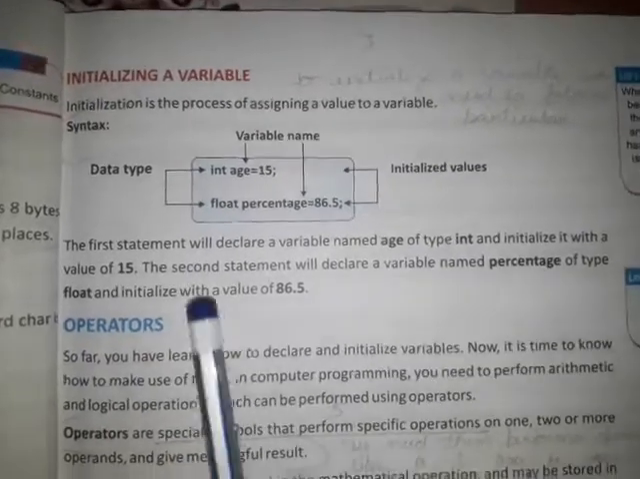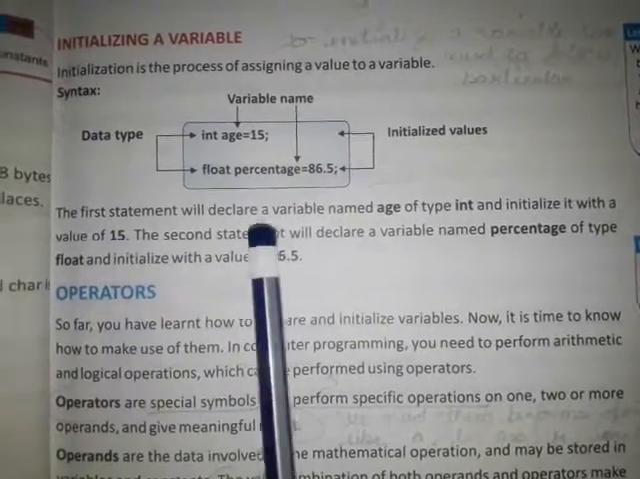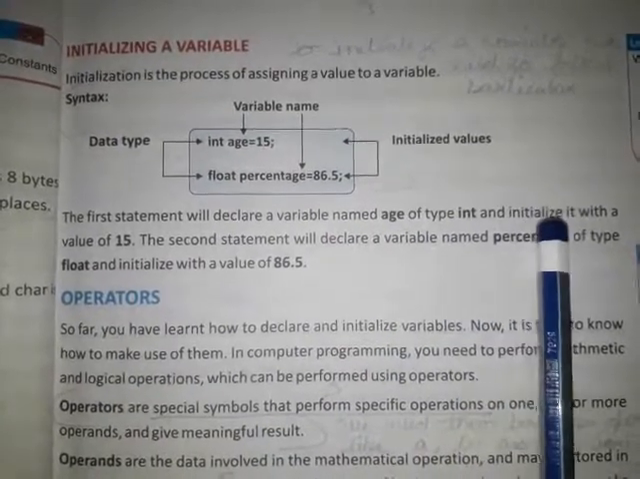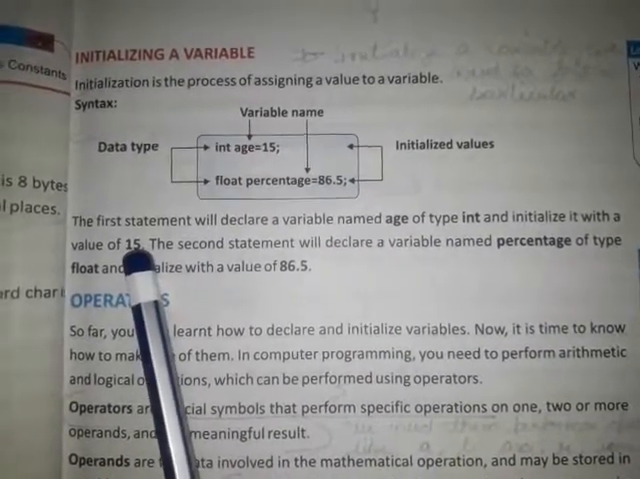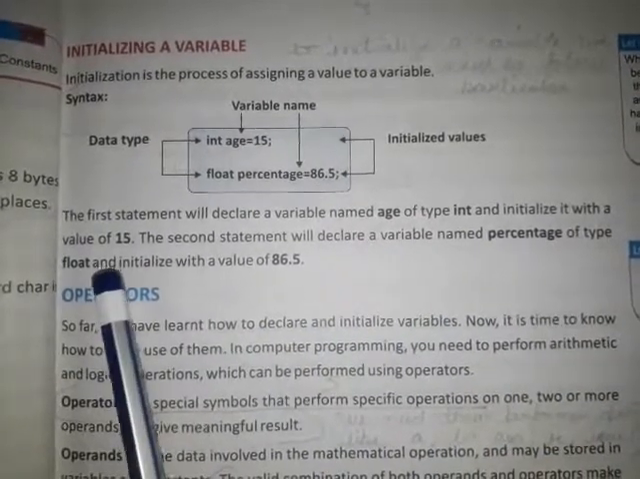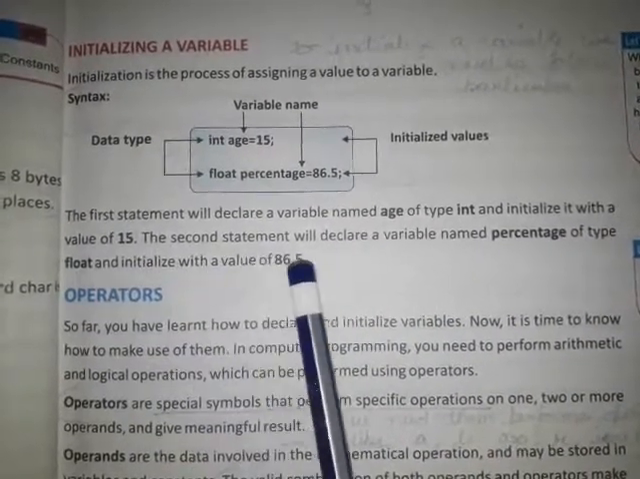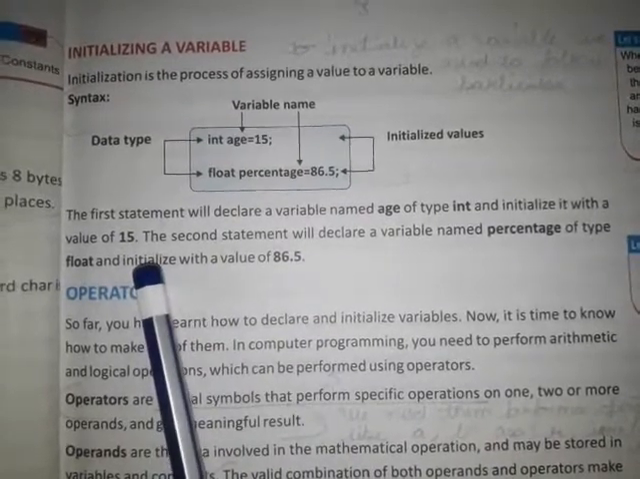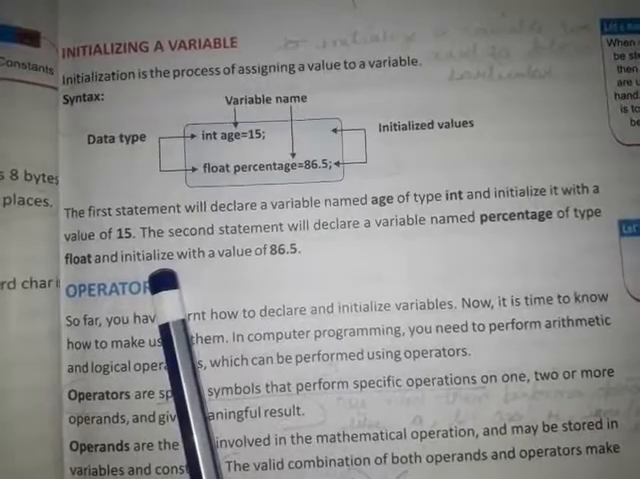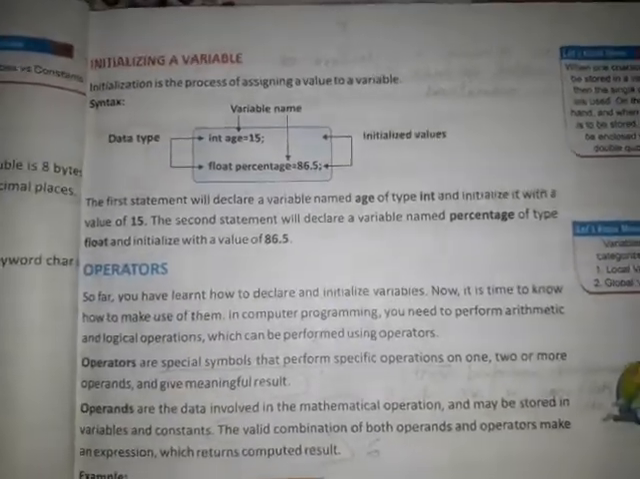The first statement will declare a variable named age of type int and initialize it with a value 15. And the second statement will declare a variable named percentage of type float and initialize it with a value of 86.5. Initialize means to store some value in the particular variable.